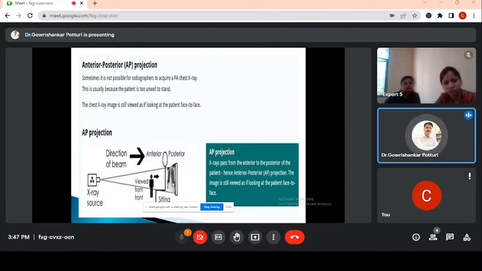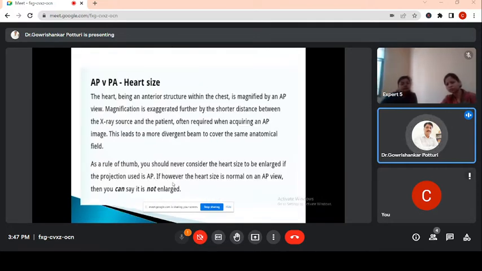X-rays pass from anterior to the posterior of the patient, hence anteroposterior projection. The image is still viewed as if you are looking at the patient face to face, but you will get the shadows of scapula. AP versus PA view, heart size.